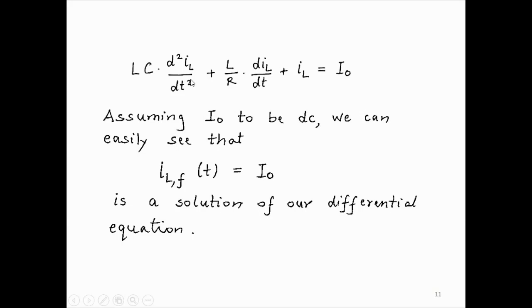Then of course the second derivative is 0, and therefore I_L equal to I0 does satisfy this differential equation, and therefore it is one possible solution, and that is enough for I_L forced of t. As I said, I_L forced of t can be anything that satisfies this differential equation. It doesn't matter what, but this is the simplest, so we use the simplest.